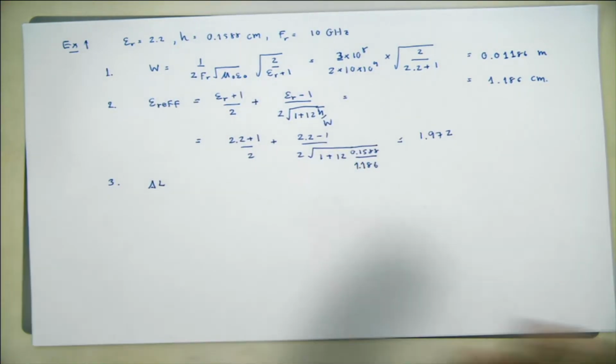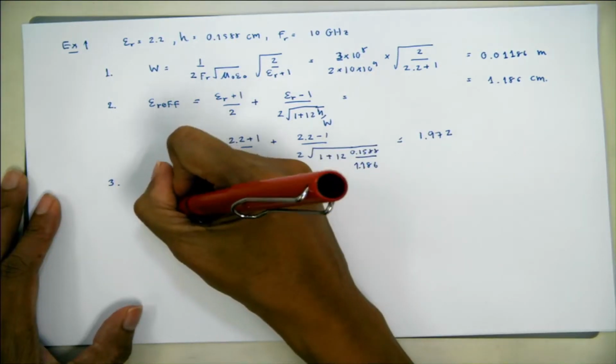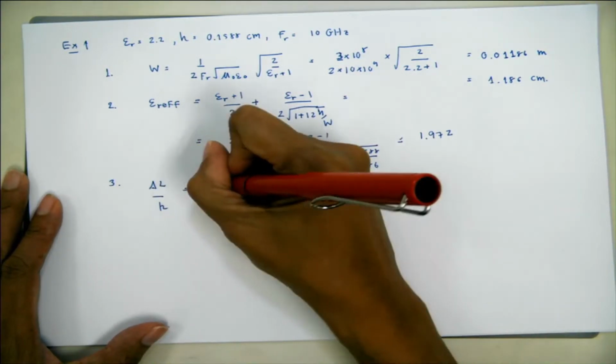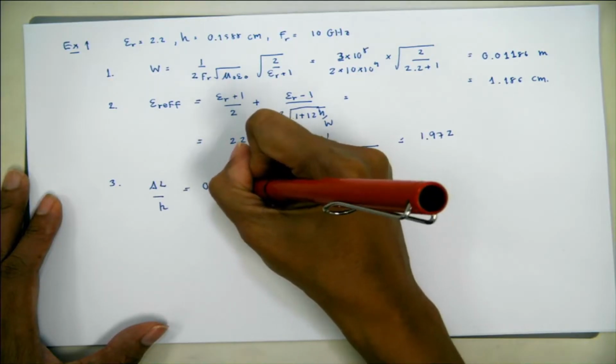In our formula, we use delta L over H, which is 0.412.